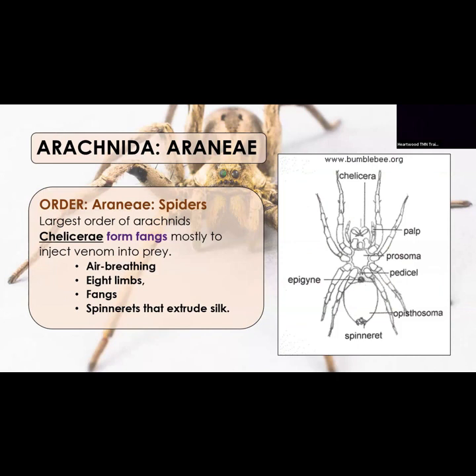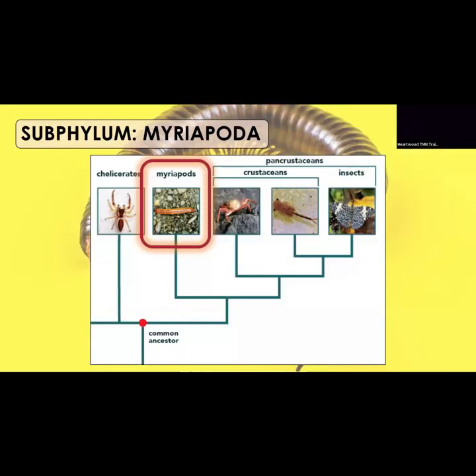Spiders are separated out from mites and ticks because their chelicerae, those appendages we talked about, become modified into fangs to inject venom, and that's unique to spiders. That's how they get separated out. They're air breathing, they have 8 limbs, they have chelicerae that turn into fangs, and they have spinnerets on their butts that extrude silk.